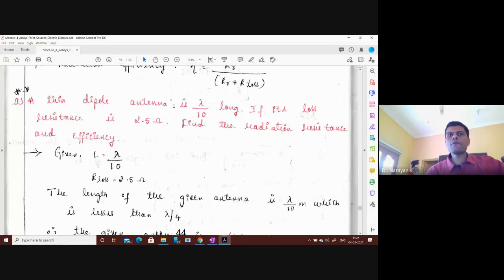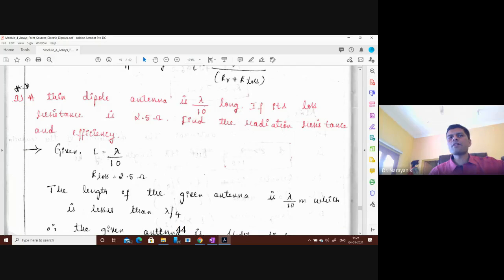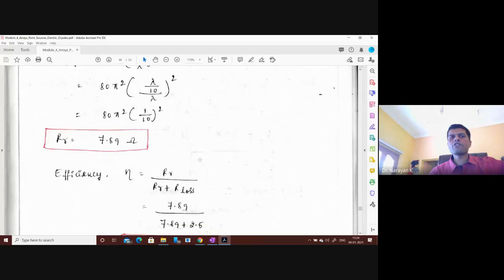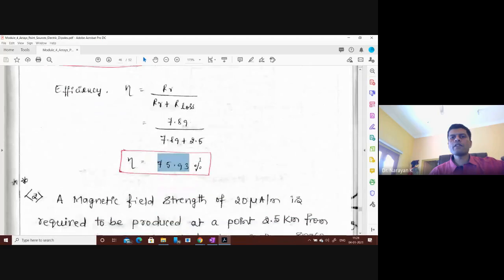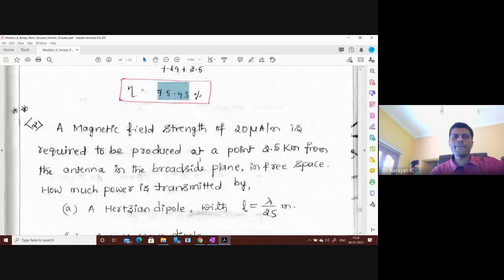A thin dipole antenna is lambda by 10 long, and its loss resistance is 2.5 ohms. Find this one. So L is nothing but your lambda by 10, and substitute that for your short dipole, this one, and find out this one.